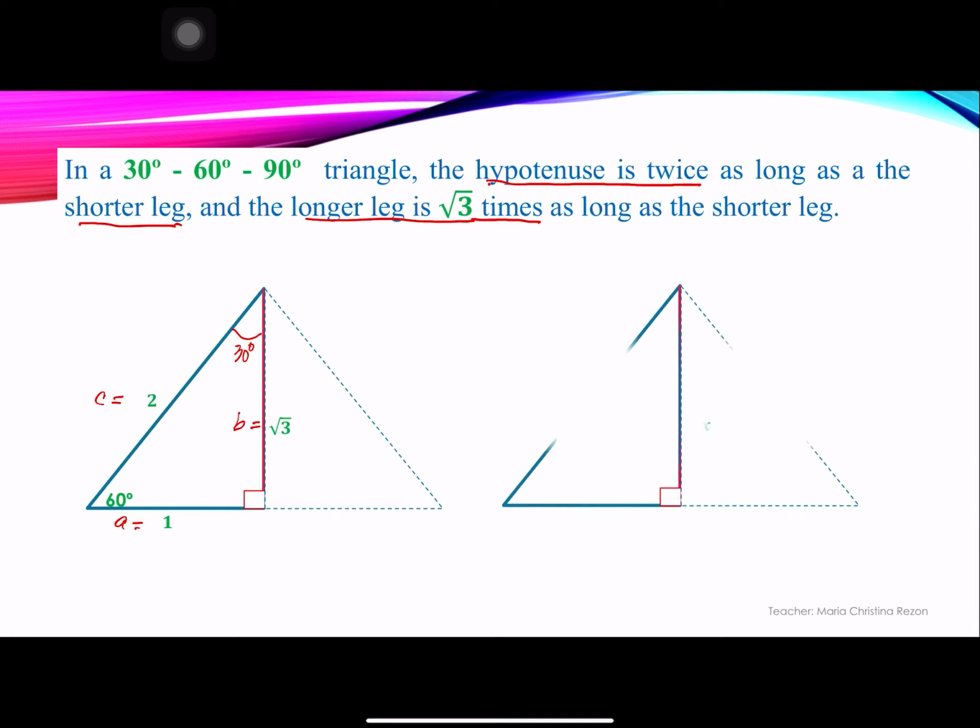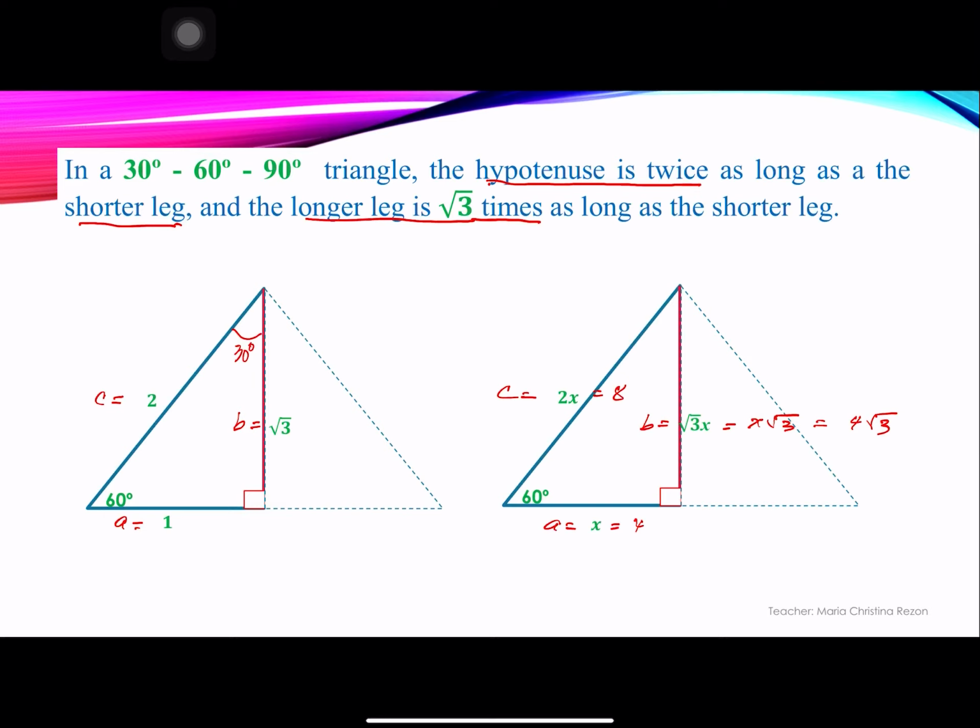Now, if we have this figure and your x, say, is equal to 4, so your hypotenuse c is equal to 8. And your longer side, which is this one, can be written as x square root of 3. So this is just equal to 4 square root of 3.